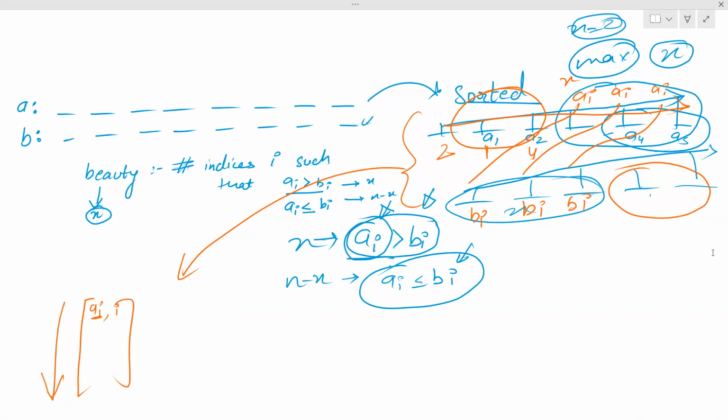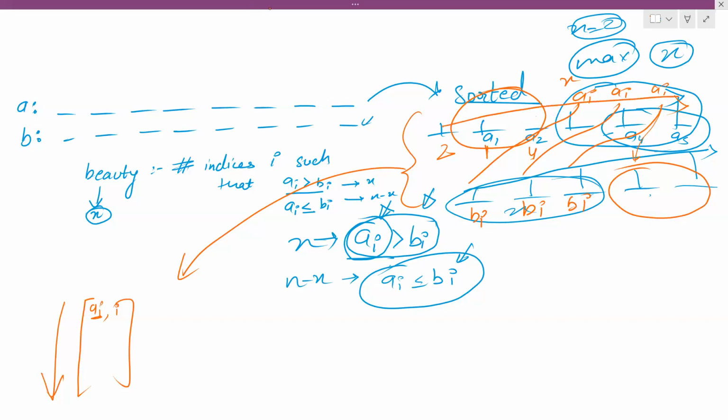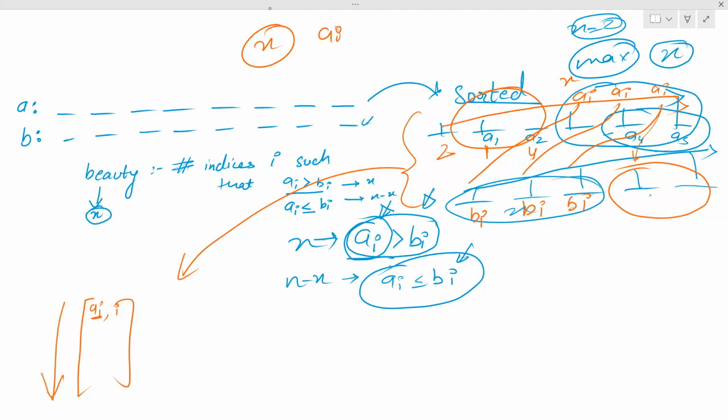If this is not true, you cannot take this and this because B_i has increased. You cannot take this and this because A_i has decreased. So this is your best option to get exactly X such that A_i is more than B_i, right? So we are right now worried about only this part. Now, how to get this part?